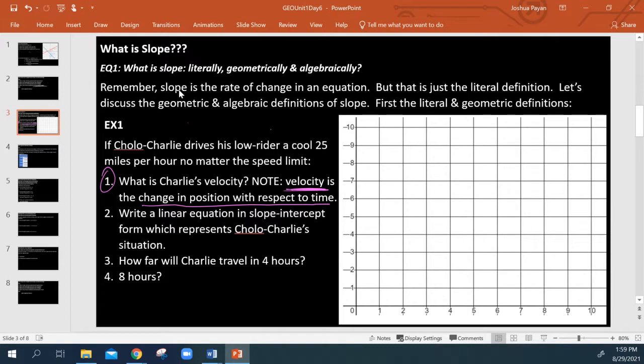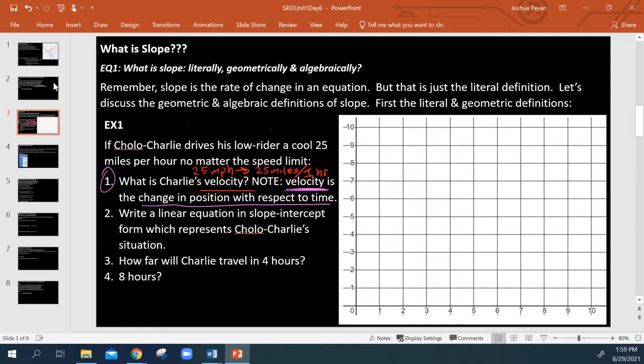Basically, let's think. I don't think I gave myself the correct graph here. I may have to renumber this because this is only just using ones. Anyway, so let's say 25 miles per hour is his velocity, right? So 25 mph, or another way to say that is 25 miles every 1 hour. That's his displacement every 1 hour, so that's his velocity.